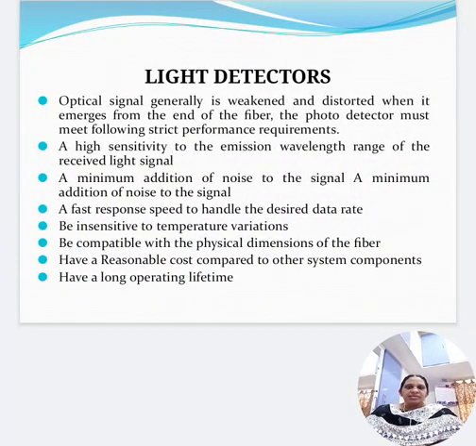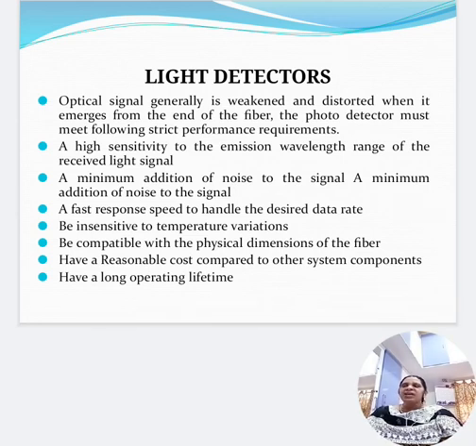Coming to the light detectors, optical signals generally are weak and distorted when they emerge from the end of the fiber from where they are being emitted. The photon detector must meet the following strict performance requirements. The signal needs to be amplified. So any light detector or optical detector should meet these requirements.